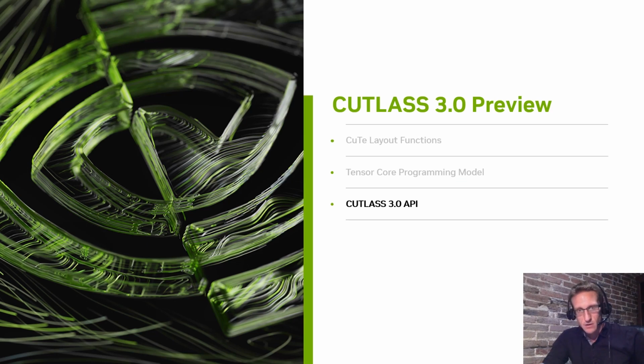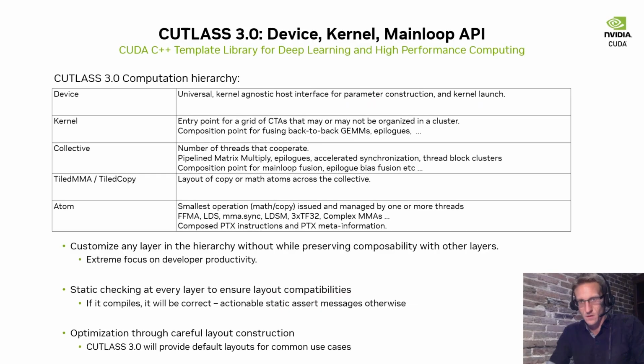And now I'd like to talk more about how the CUTLASS 3 API is going to change in order to use CuTe in the backend. The CUTLASS 3.0 compute hierarchy is similar to the CUTLASS 2.x hierarchy, but with a few middlemen cut out. We've already discussed the atom level, the level of individual PTX instructions and their associated metadata. Atoms can be math or copy instructions and can involve one or more threads. Above that is the tiled MMA and tiled copy level, which are arrangements of these atoms to form collective operations.